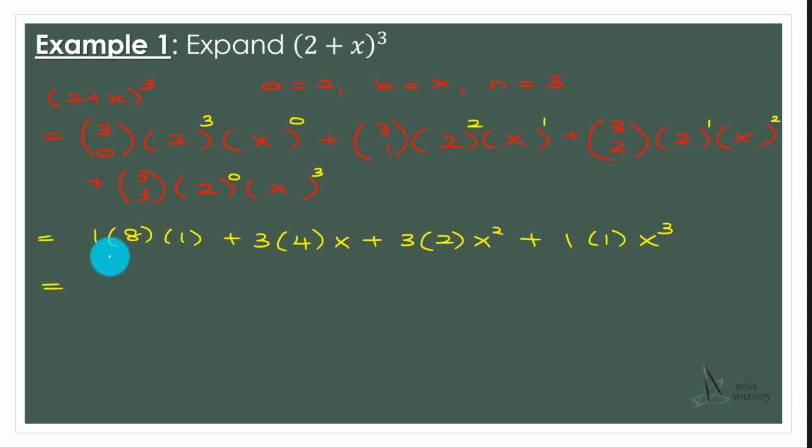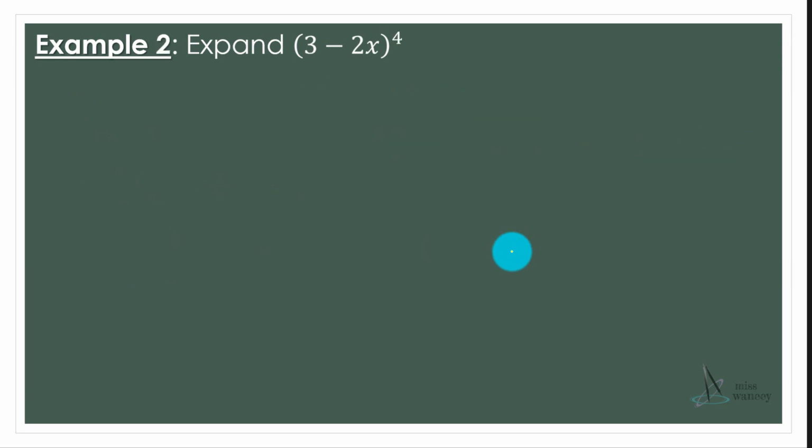So simplify them. 1 times 8 times 1, so this is 8. Plus 3 times 4, so this is 12x. 3 times 2, so 6x squared, plus x cubed. Okay, so do check. We have something to the power of 3, so that means you should have 4 terms. So 1, 2, 3, 4.